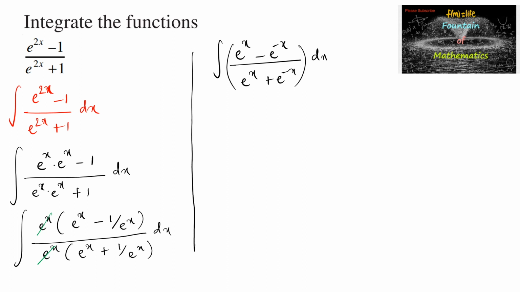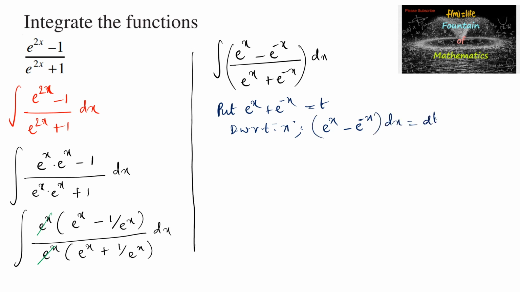And clearly we can see that the differentiation of the denominator will be the numerator. That is, if you substitute e^x + e^(-x) = t, and differentiate, we have (e^x - e^(-x)) dx = dt. So we can write the integral as (e^x - e^(-x)) dx is dt, and here it is 1 upon t.